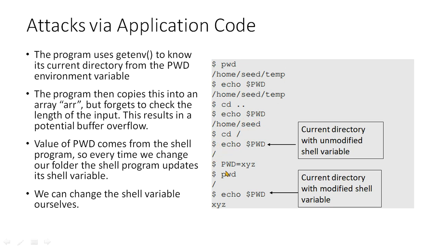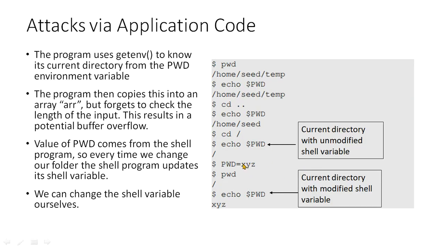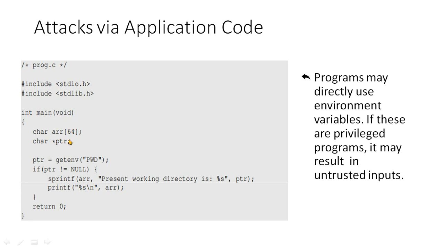Okay, now if we change the shell variable to xyz here, and the current directory when we run this command is still the root directory, but when we echo the content of the shell variable, it's xyz. So these two are now different. That means we can change the shell variable to any string we want. So we can make this string really long by specifying it over 60 bytes. And if it is over 60 bytes, then we create a buffer overflow here, and we can crash this program.